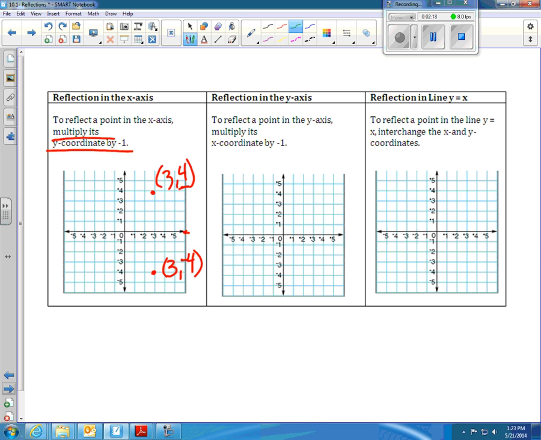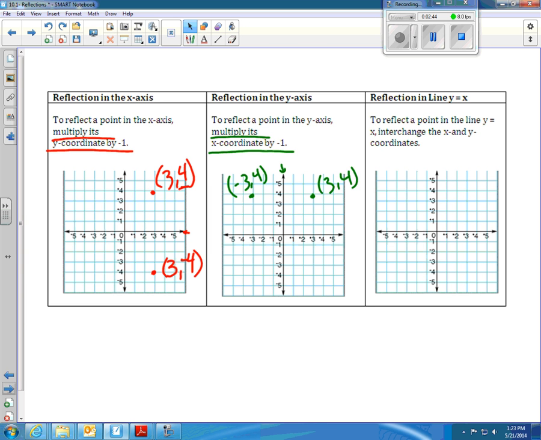Okay, we also have reflection over the y-axis. When we reflect over the y-axis, we multiply its x-coordinate by -1. So let's start with that point (3, 4) again. And this time, we're going to multiply the x-coordinate by -1. So that's going to give us (-3, 4). So that's over the y-axis there.